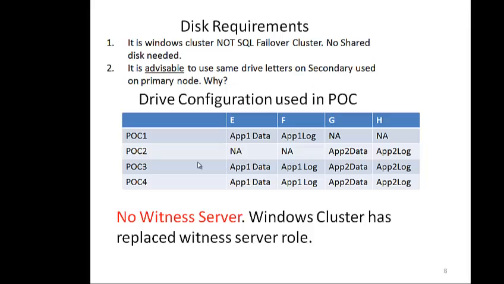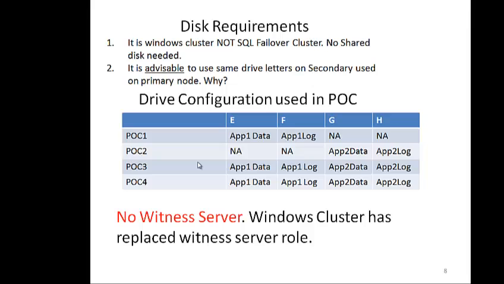Now let's talk about the disk requirements. Basically, this is a Windows cluster, not a SQL failover cluster. So no need for the shared disk. You need shared disk for a SQL cluster. For a Windows cluster, you don't need the shared disk. And for Always On, all you need is the Windows cluster. The Windows cluster is basically replacing the witness server, and the cluster will be used for witness.